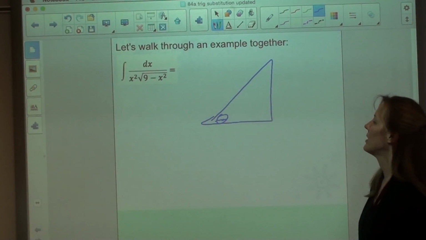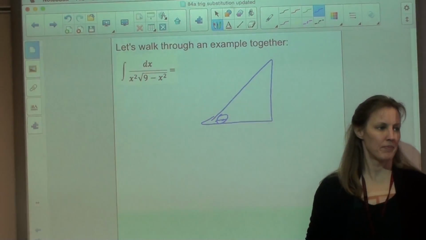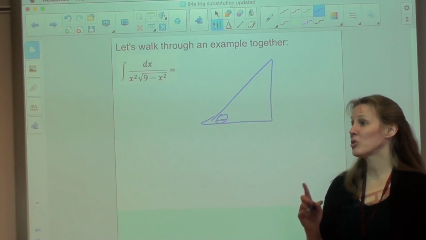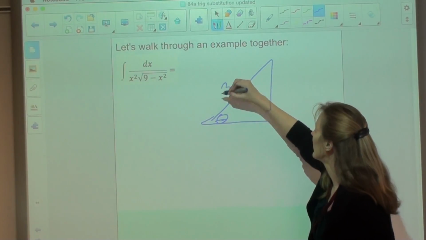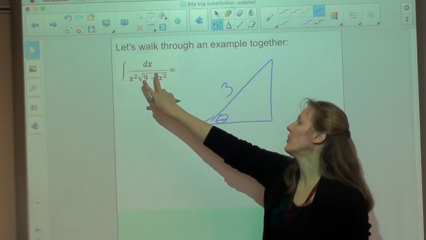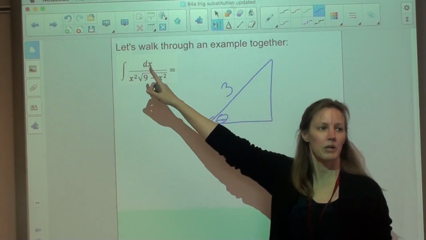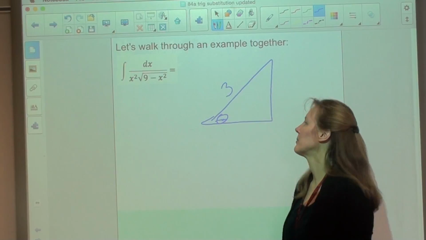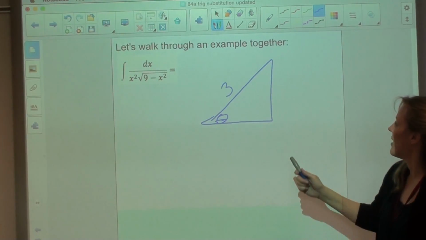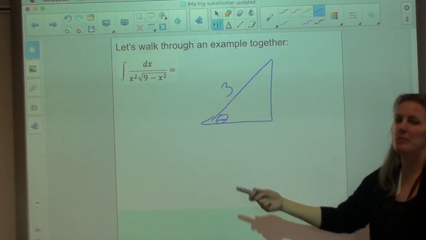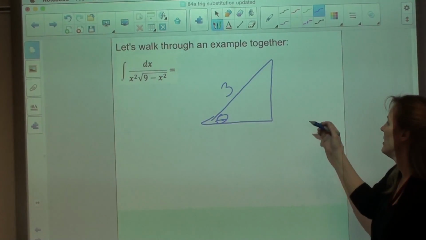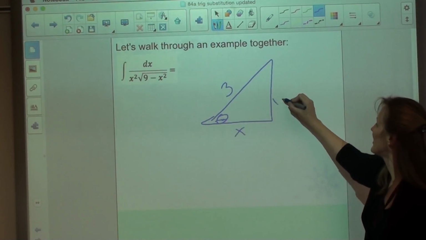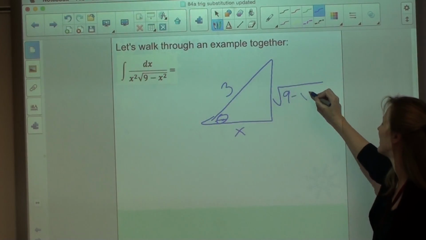So tell me something, what does the hypotenuse have to be? 3. Is it 3 or is it 9? It's 3. It's always the square root of the number. Good. Now, just so you know, if it was x squared minus 9, then the hypotenuse would be x. It's whatever is the first term in the subtraction. Then, what does either side need to be? X, right? Which side do you have least? Bottom. You got it. So the other side is the square root of 9 minus x squared.